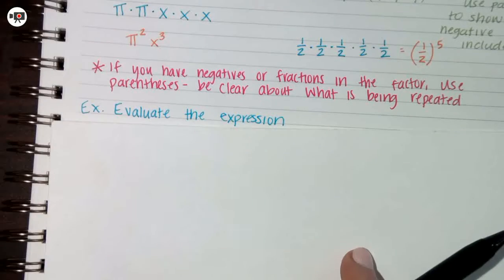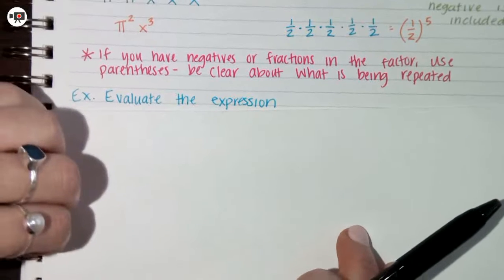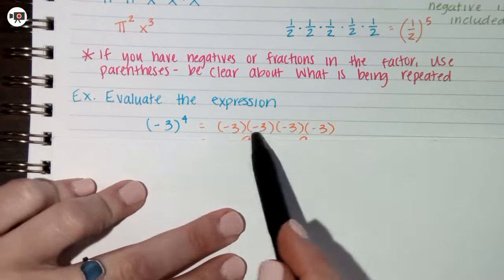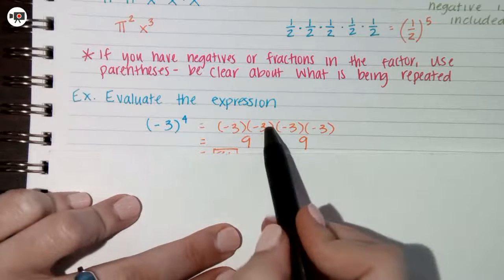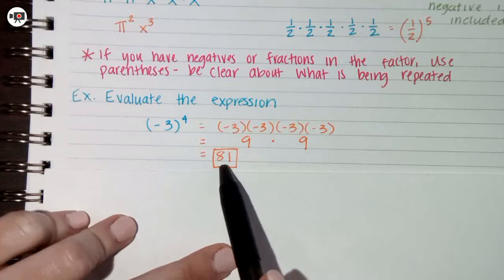Now we're going to evaluate. When something says evaluate, that means find a number answer. So I have negative 3 to the 4th, so that I have negative 3 multiplied 4 times. Negative 3 times negative 3 is 9, and I have another 9, so then 9 times 9 is 81.